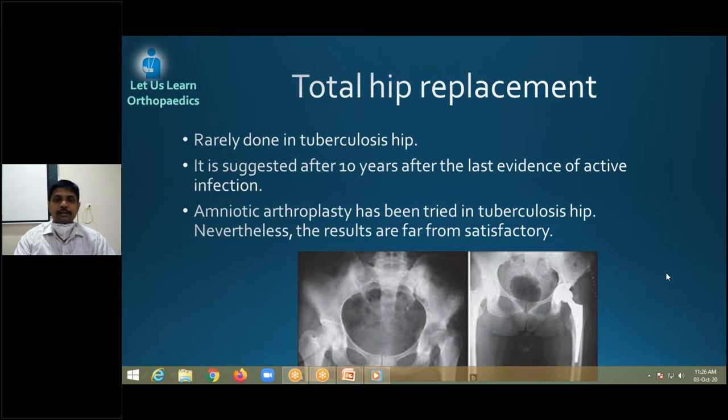Other arthroplasty has been tried in tuberculosis, but the results are far from satisfactory. These are all orthodox methods; the latest is total hip replacement. That means once the femoral head and the acetabulum have been destroyed, you can straight away debride the femoral head and acetabulum, put in a stem, put in an acetabular socket and femoral head, and the patient will have a stable hip and will be mobile. This is the latest treatment modality in the TB hip.